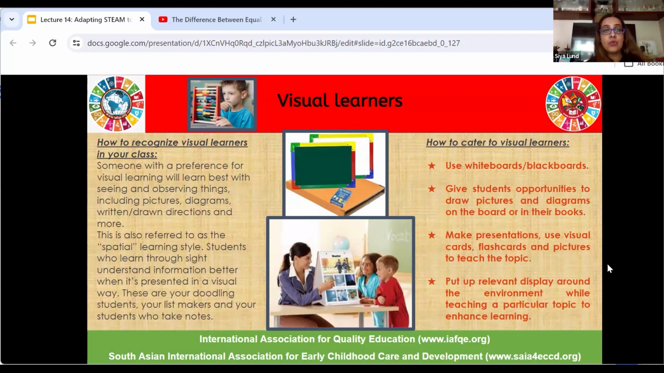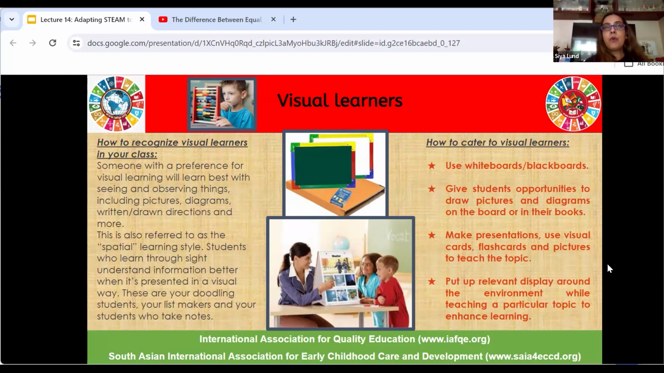So anything that you can show them in a big diagram or a picture format, or drawing on a whiteboard or a chalkboard, they will love it. And if you ask them to express themselves through drawing, that's how they will express themselves best, because they are visual learners. So how can we cater to these children in our classroom? Yes, of course, using a lot of whiteboards and blackboards, so that there are a lot of picture displays happening, giving them opportunity to draw whatever they are learning about.